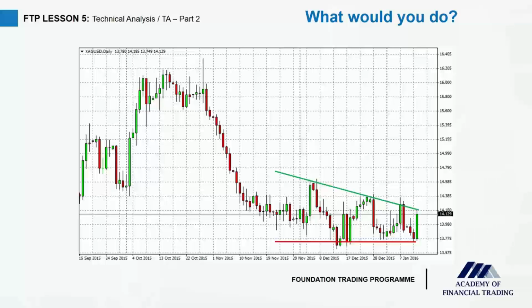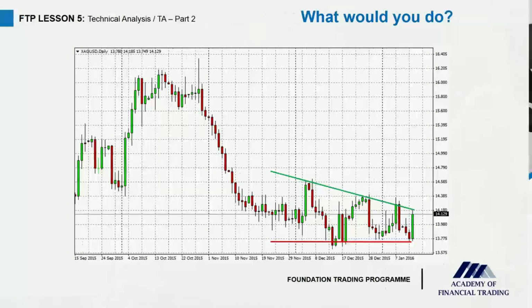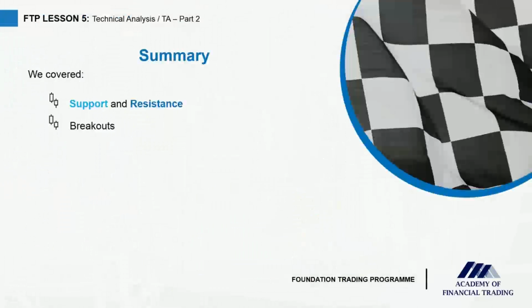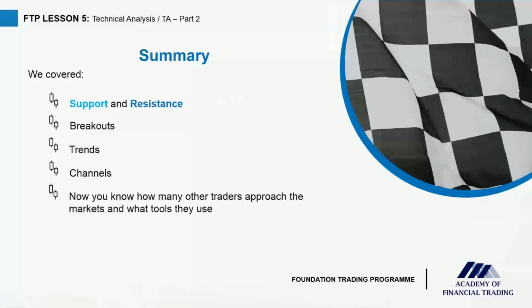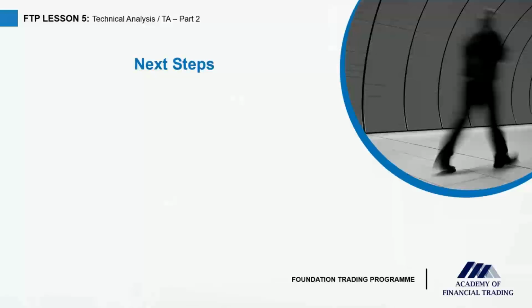And this confirmation is what we're going to be looking at through the second half of this foundation trading program. So this evening, we've covered support and resistance, breakouts, trends, channels, all part of the one family. You now know what normal retail traders do, and what they tend to look for. It's important for you to know this because we want you to become a counter retail trader. Massively important to realize that. We don't want you to become a retail trader, we want you to become a counter retail trader.